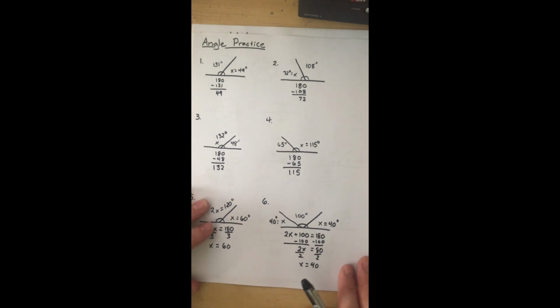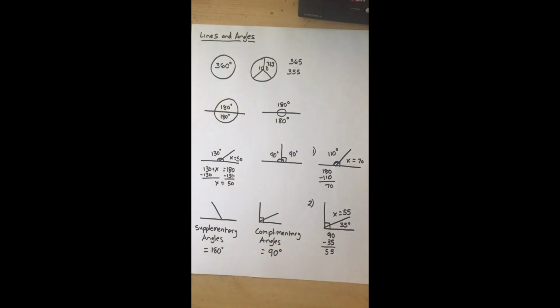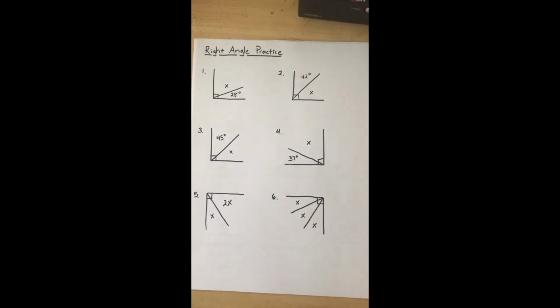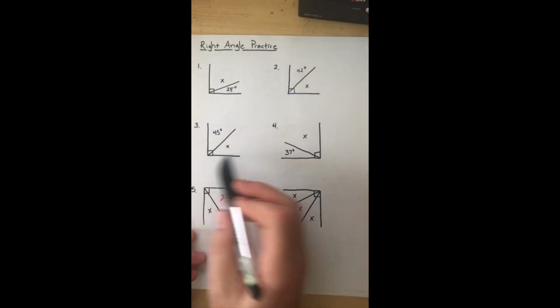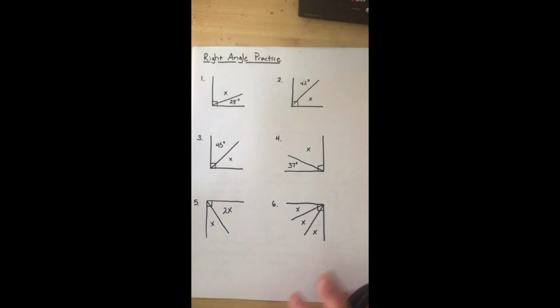Okay, angle practice. Hopefully you got those right. I'm going to give you another sheet. This is your right angle practice sheet. 6 problems. Feel free to pause the video and try all 6 of these, or you've downloaded it and printed it out off the assignment. Remember, these are right angles, so every single one of these has a total of 90. So, hopefully you're ready to go.